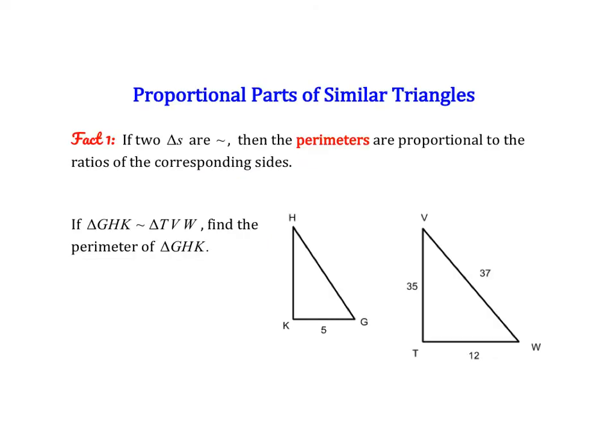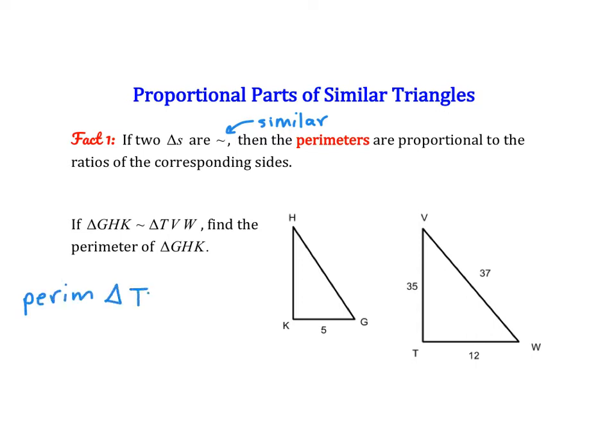Okay, so now we're going to work with proportional parts of similar triangles. Fact 1 says if two triangles are similar, remember the symbol means similar, then the perimeters are proportional to the ratios of the corresponding sides. So here we are told that these two triangles are similar, and they would like us to find the perimeter of triangle GHK.